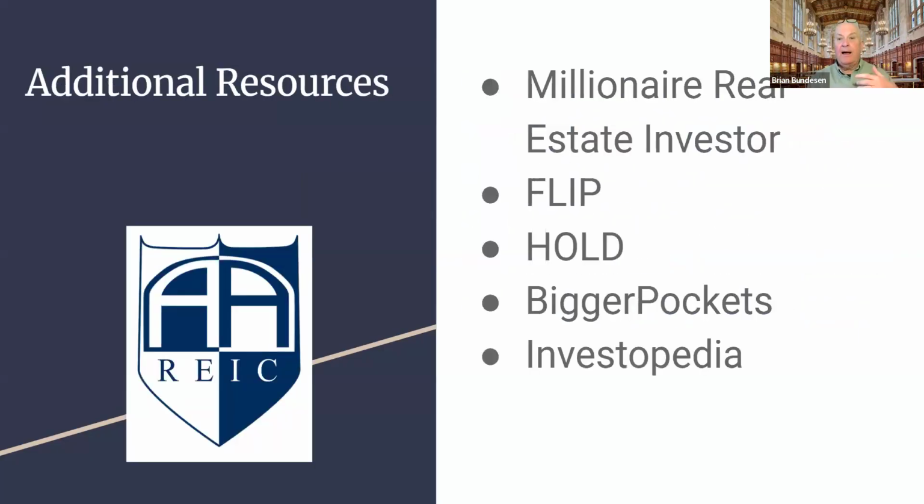All right. Additional resources: the Millionaire Real Estate Investor book, which you guys have heard me talk about ad nauseam. There's a book, Flip, that I talk about. There's a book, Hold, and Bigger Pockets. If you're not familiar with that, you should join that site. Investopedia is another good knowledge resource.